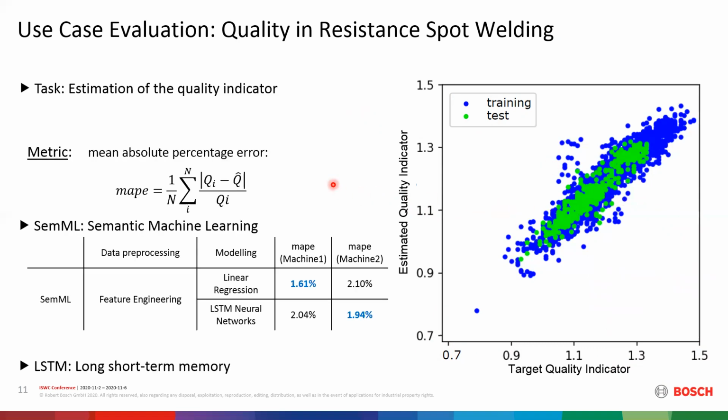To get a more objective understanding, we use the metric mean absolute percentage error, which is a relative error. And we see that for different machines, in the semantic machine learning pipeline, different models are selected. For machine 1, the best model is selected as a linear regression, and for machine 2, the best model is selected as LSTM neural network.